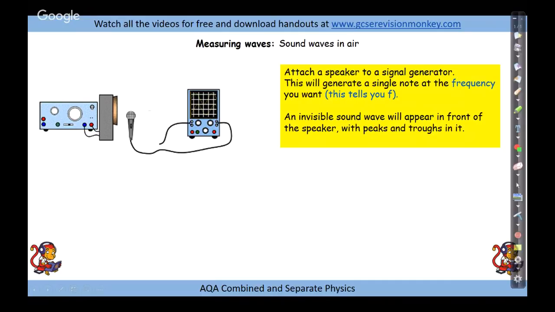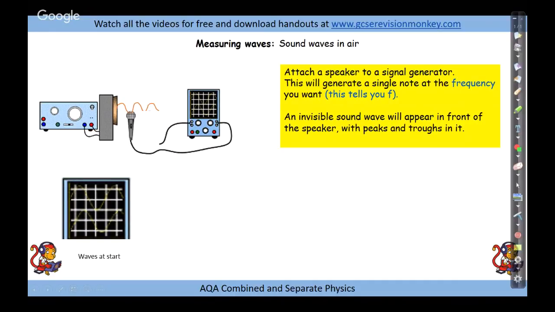An invisible sound wave will appear in front of the speaker with peaks and troughs in it. So let's have a look at this invisible sound wave here. Now, of course, sound waves really are longitudinal, but we turn that into a transverse wave just so we can see a picture of it. But really, of course, sound waves are longitudinal waves.